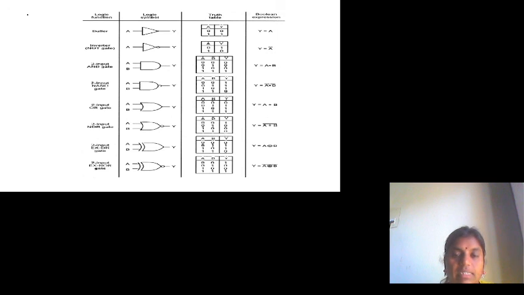In the next slides, we will discuss the VHDL code or the RTL designs, how to represent or how to write a VHDL part for each and every logic gate.